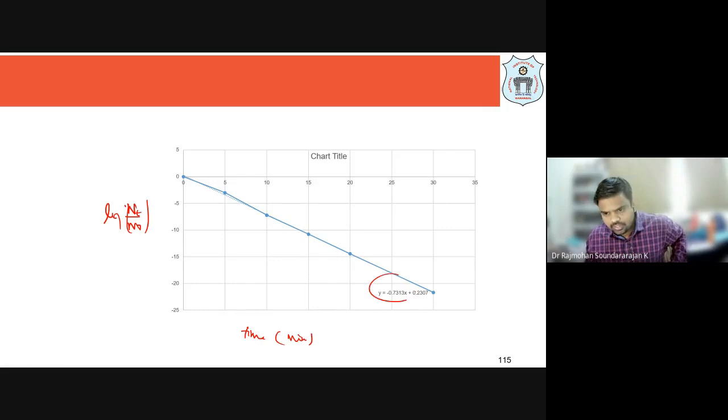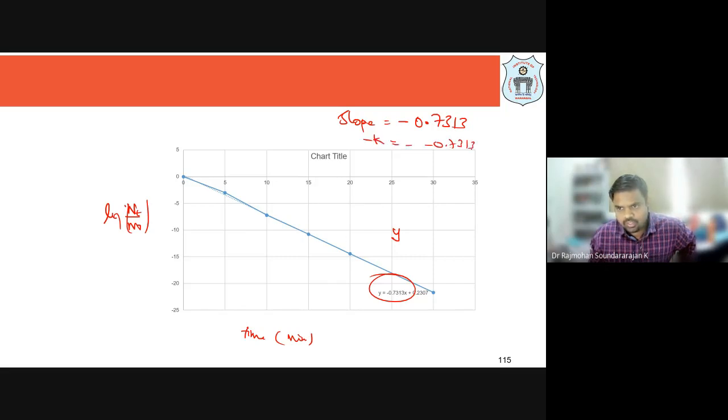Okay, so we are getting a slope value, y equal to, slope value is minus k is equal to minus 0.7313. So we have minus k is equal to minus 0.7313, which means that k is equal to 0.7313. Okay, so that is our slope value, which means that k will have a unit of minute inverse, right?